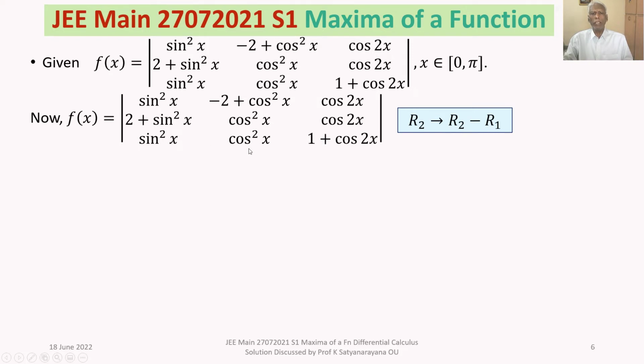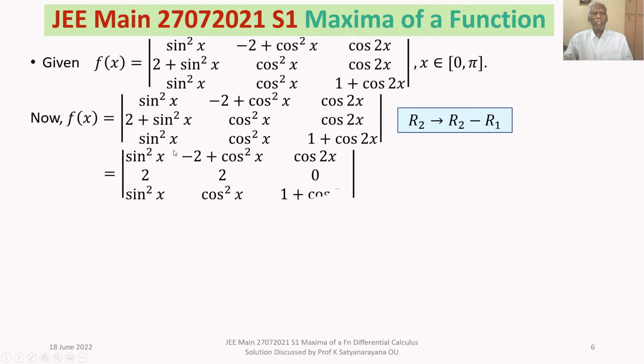That means from the entries of R2, the corresponding entries of R1 are to be subtracted. When it is done like that, the determinant is not going to change. We know this fact, and that is equal to the first row remains as it is, and sin square x, 2 plus sin square x minus sin square x is 2, and cos square x minus of minus 2 plus cos square x: cos square x cancels, minus of minus 2 is plus 2, cos 2x minus cos 2x is 0, and the third row remains the same.